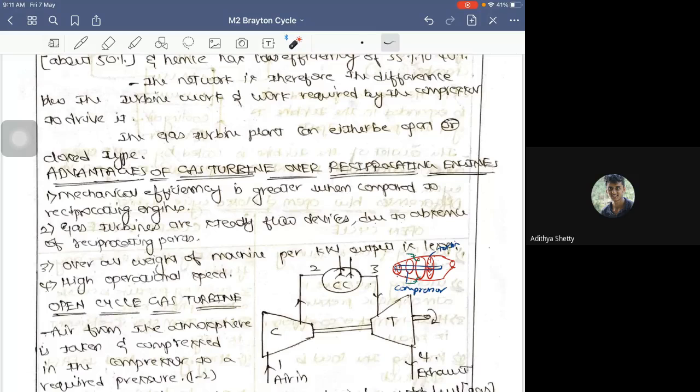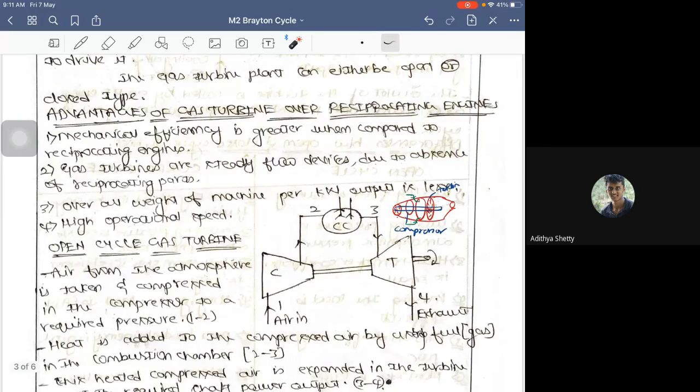So this particular turbine plant can be an open type or a closed type. We will discuss one by one. First, we will discuss what are the advantages of gas turbines over the reciprocating engines, which we have just discussed in the last module. Reciprocating engines is nothing but IC engines.